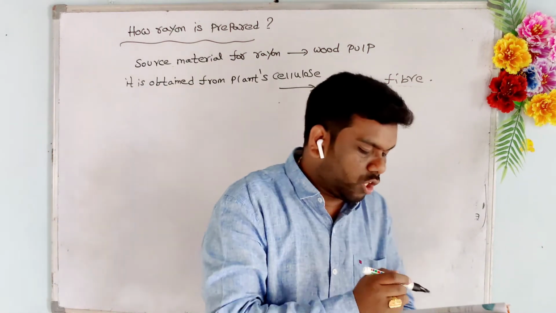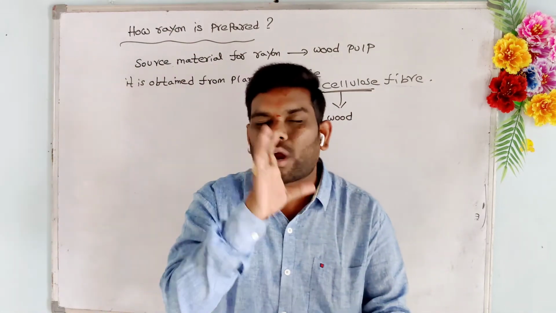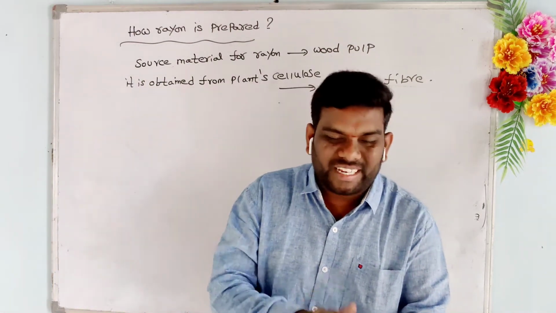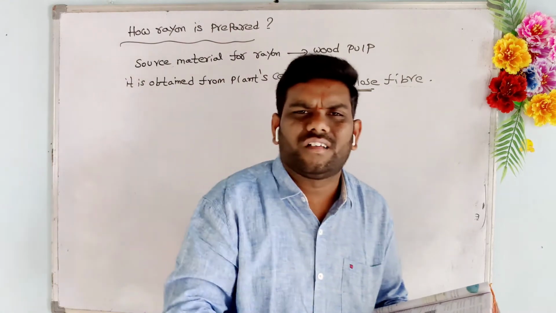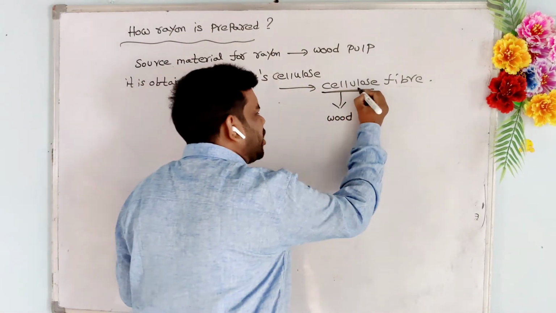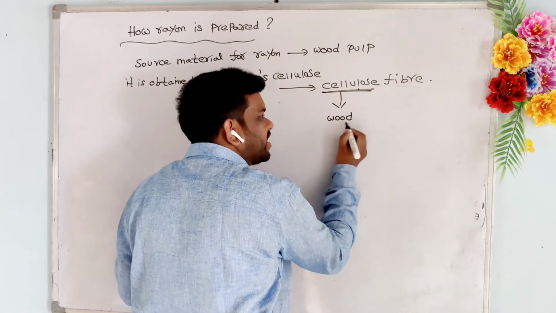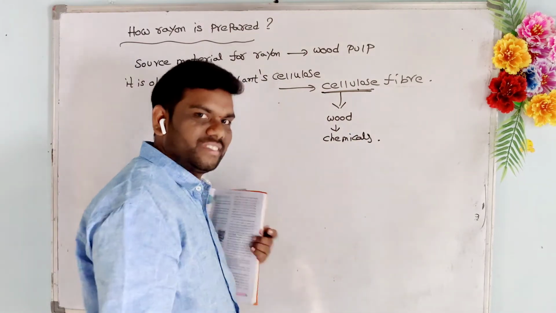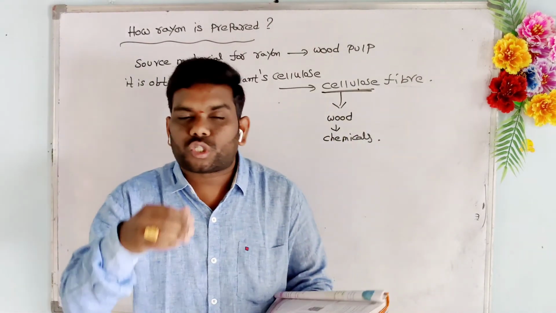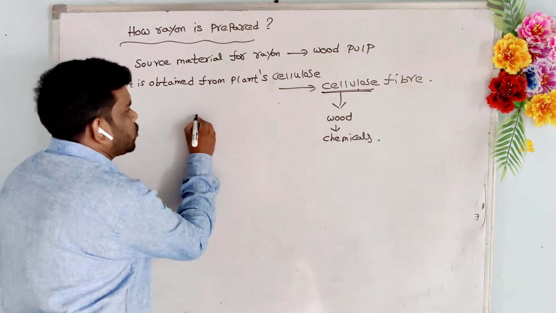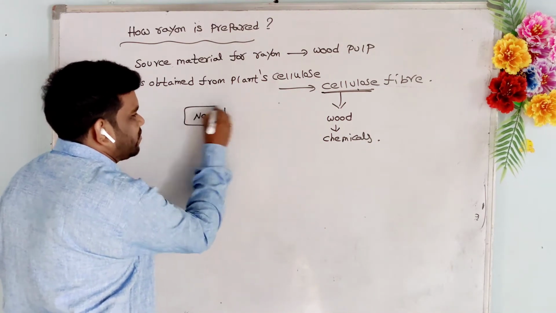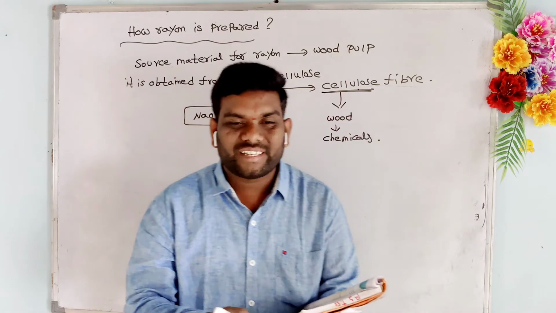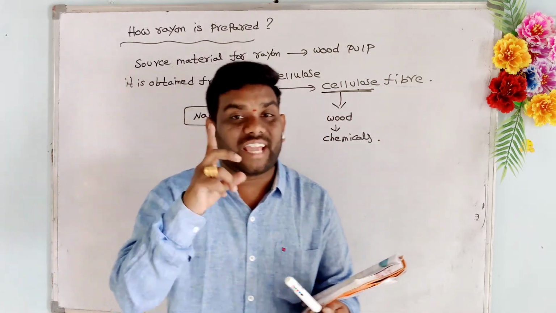మనం వుడ్ కనుక తీసుకుంటే ఆ బ్యాంబూ అంటాం, బ్యాంబూ స్టిక్స్ అంటాం కదండి, బ్యాంబూ పల్ప్ నుంచి తీసుకుంటాం. So it is treated with several chemicals. So cellulose is obtained from wood. It is treated with so many chemicals. The first one, sodium hydroxide. What is the formula of sodium hydroxide? NaOH. Okay, students. The first chemical, sodium hydroxide is added, and then carbon disulfide.